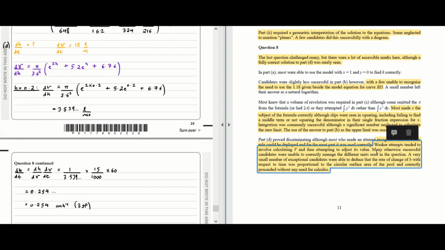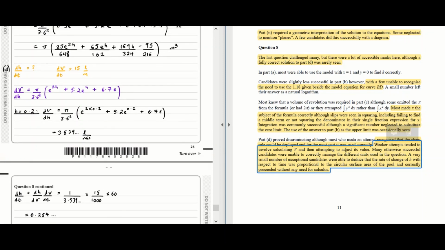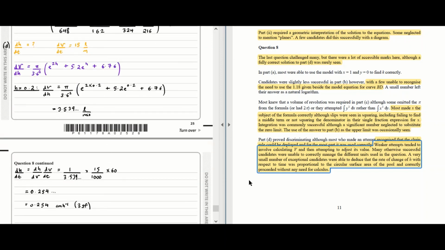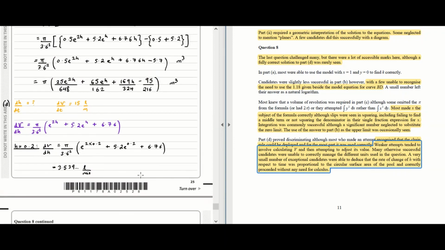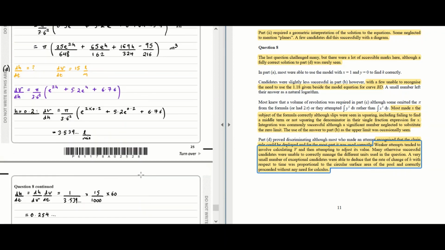Many otherwise successful candidates were unable to correctly manage the different units used in this question. So I think there was something about minutes and seconds, or minutes and hours. Candidates were able to deduce that the rate of change of h with respect to time was proportional to the circular surface area of the pool, and correctly proceeded without any further calculus. Okay, so I didn't do that, but I guess that's one way. I just used the chain rule method, which I thought was quite obvious.